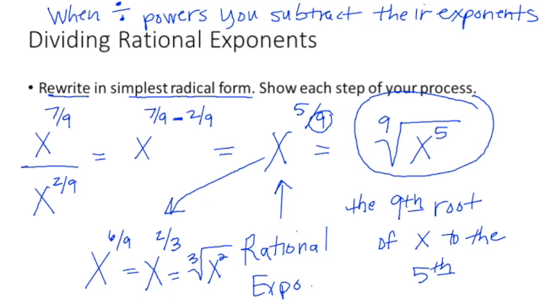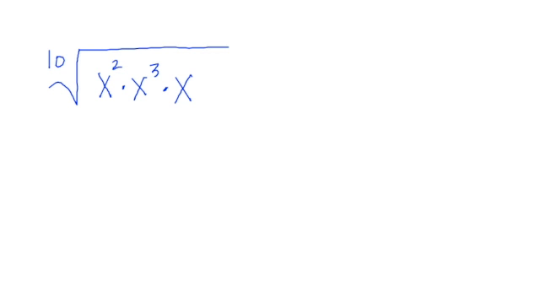Okay, now I want to show you one additional thing that you're going to see. Question number 5 deals with all the different forms and how you're supposed to compare them. So I want to say, for example, if we had x squared times x to the 3rd times x, how would that simplify? Well, this is great because this is 1, 2, 3 and 1. So that is a total of 6 x's. So this is the 10th root of x to the 6th power.